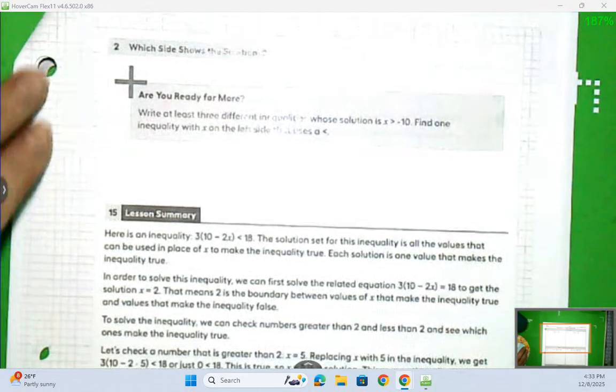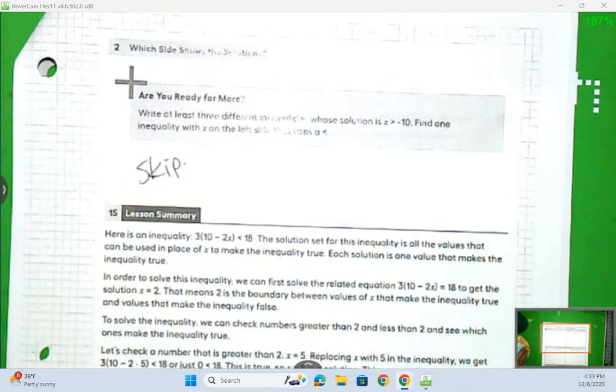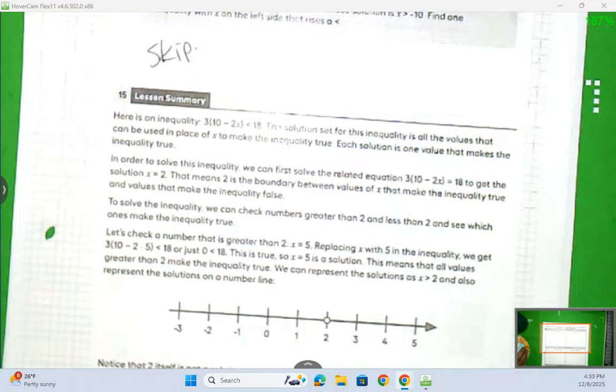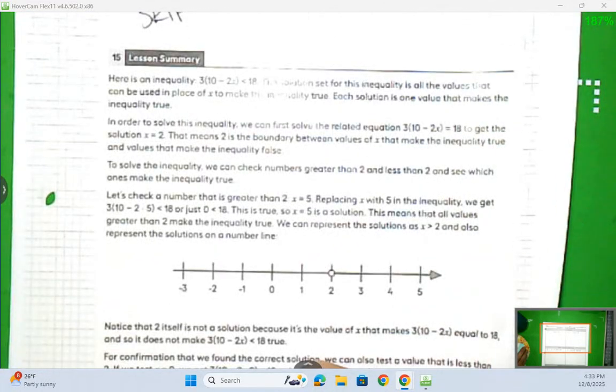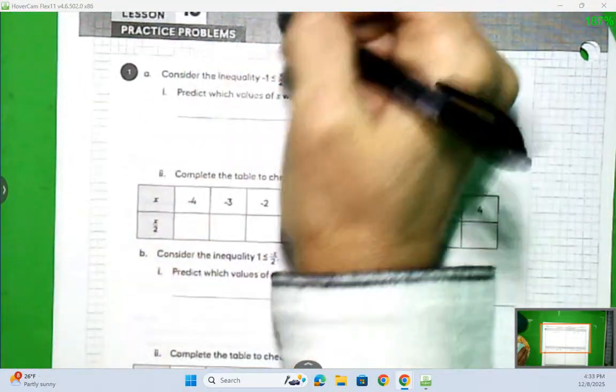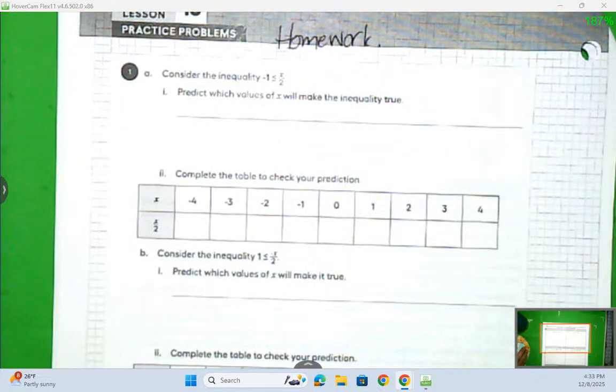Okay, here it says, are you ready for more? We're going to skip that today. And you have your lesson summary there, which you can read on your own. And then we have some practice problems for homework. I'm going to get you started on this, and then you'll do the rest.